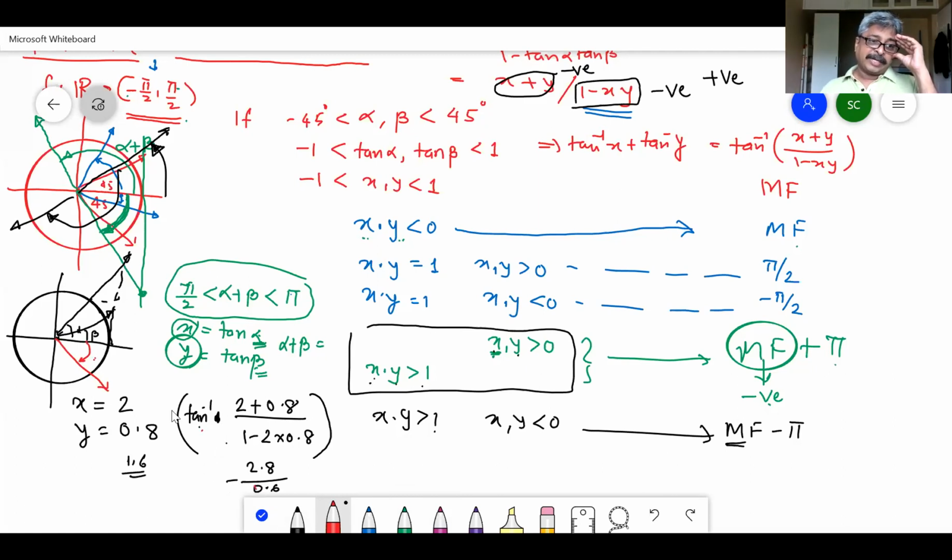However, this is not the correct answer. We want alpha plus beta, which is exactly the opposite ray of this, because tan of this angle and tan of this angle is the same. Therefore, it has to be the opposite ray. So if 2 and 0.8, find out the main function, take tan inverse and then add pi.